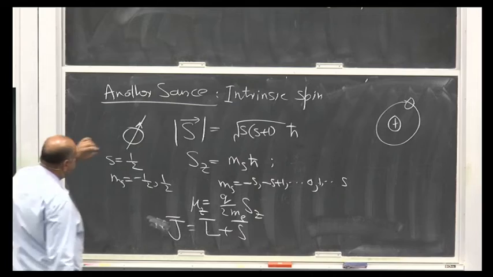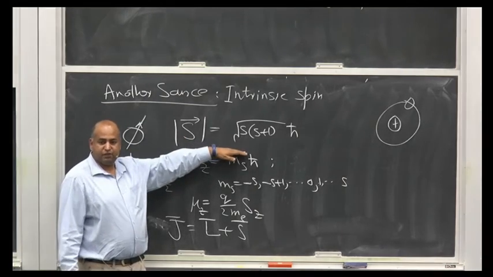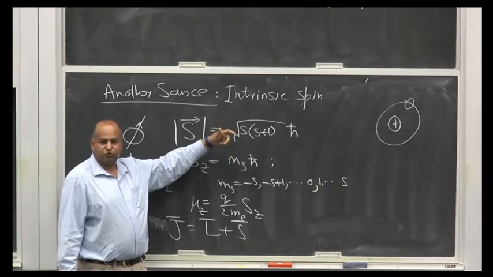Why does this half occur? The answer comes from relativistic quantum mechanics, which we are not.